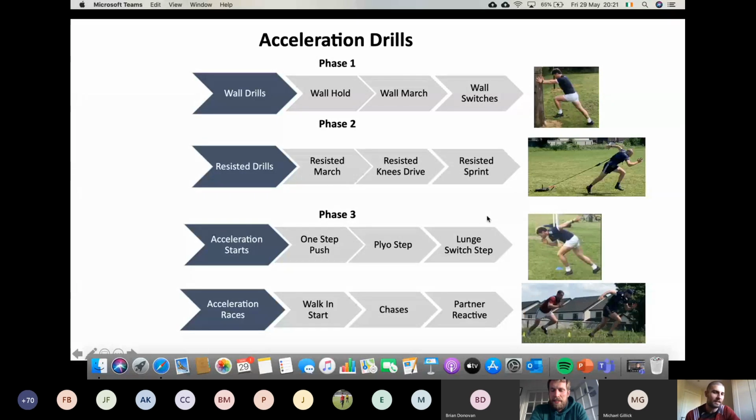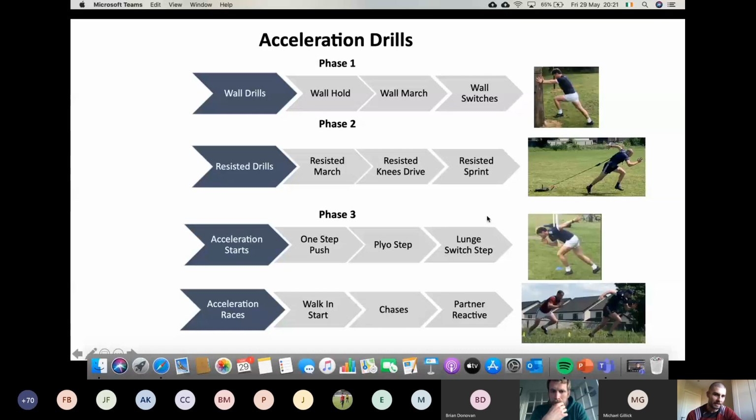I suppose a key thing here as well, when you're watching the videos, is the first phase 1, 2, and a little bit into phase 3. It's nearly interventions, or areas to give an idea of what we want for the player to get. Like that wall hold, it's that forward lean that we're looking for.